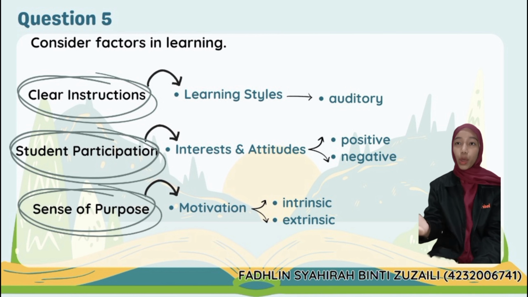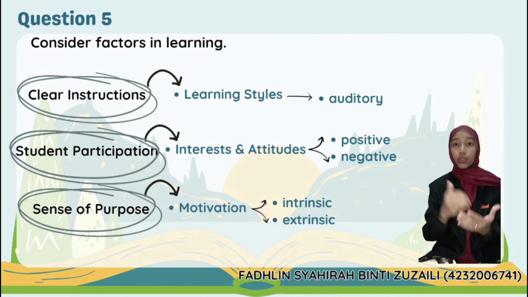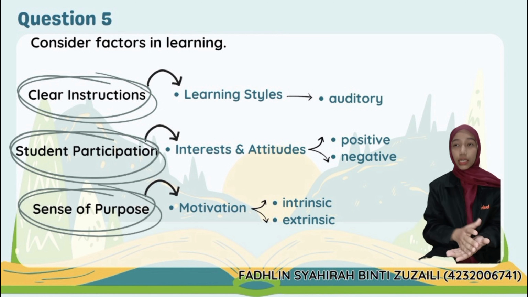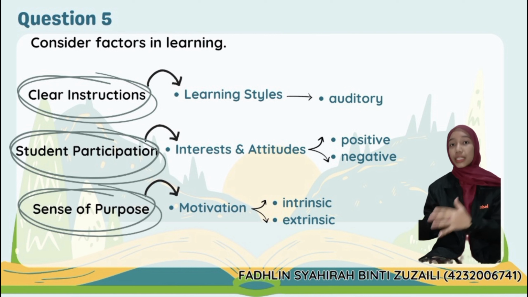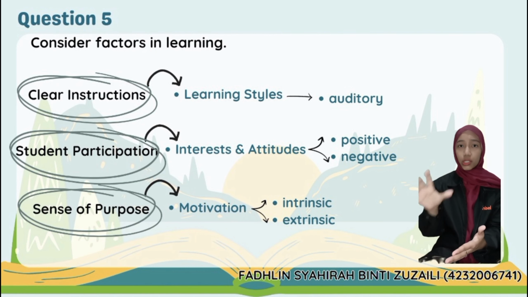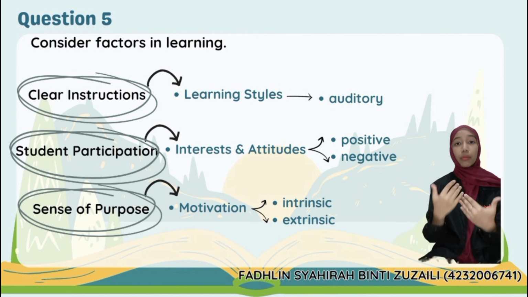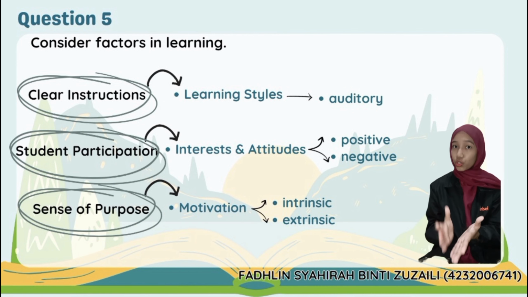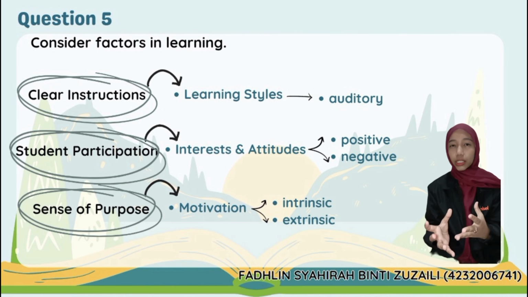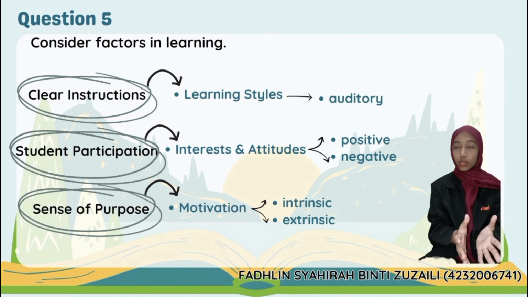I will present about question number 5, which is to consider factors in learning. Here we have a few factors. The first one is clear instructions. It is important for teachers to give clear instructions with a clear voice to make sure that the students understand what the lesson is about. This is because each student has different learning styles, and one of them is auditory learning. Auditory learners rely more on their listening skills, which is why they really need to hear clearly what the teachers are talking about.